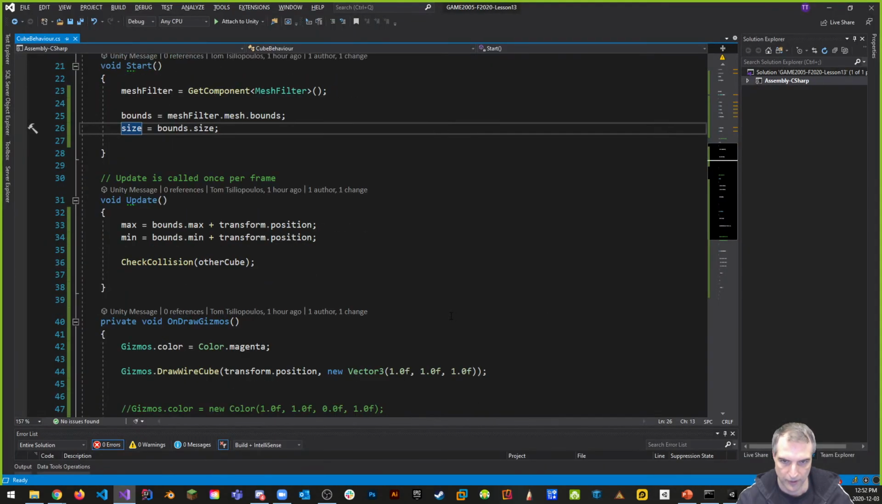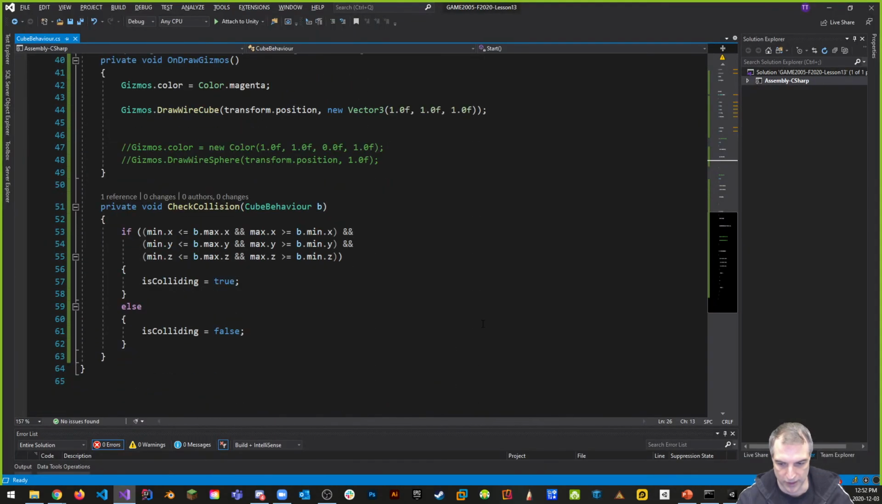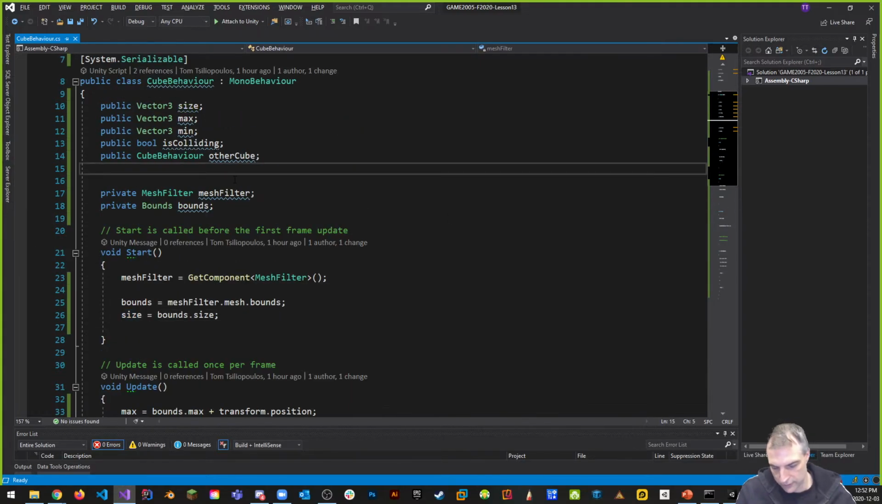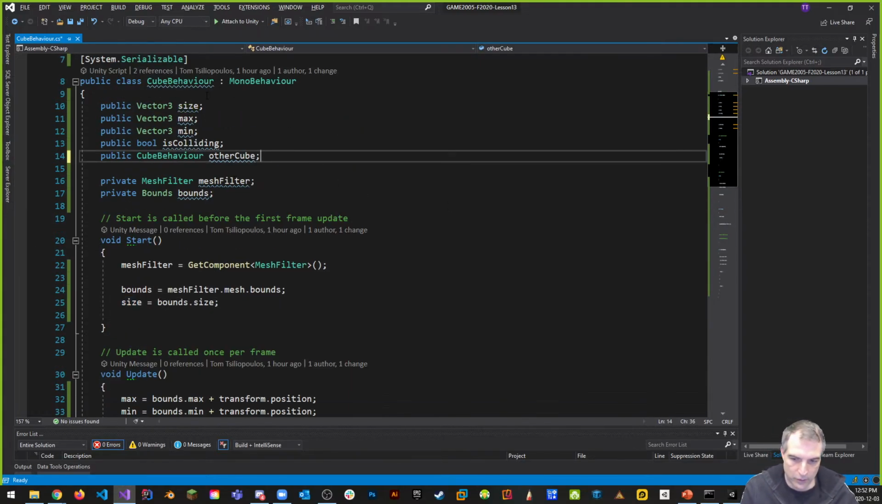And by the way, are you with me? All I've done is a couple of things here. Here's the code, so you can see it. All I've done is expose size, max, and min, and is colliding as a little Boolean checkbox.